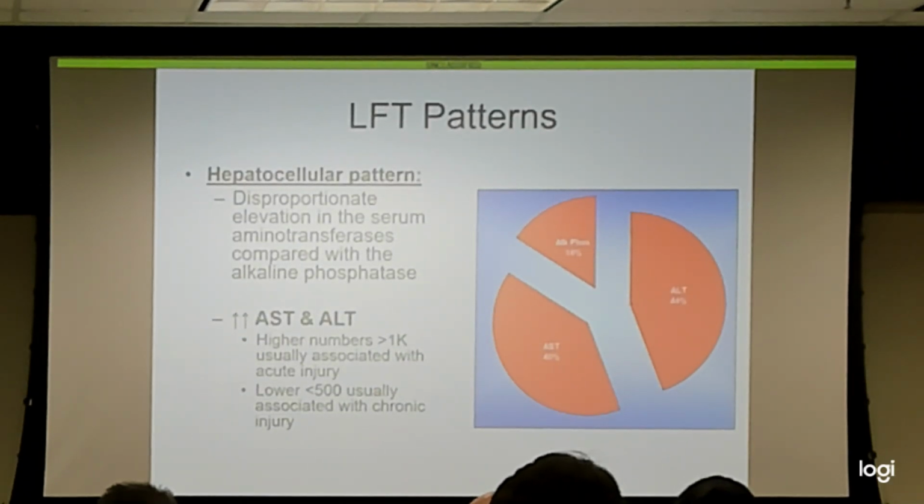And so hepatocellular injury has a pattern. And so I said if it's direct injury to the liver, your AST and ALT are going to be elevated.